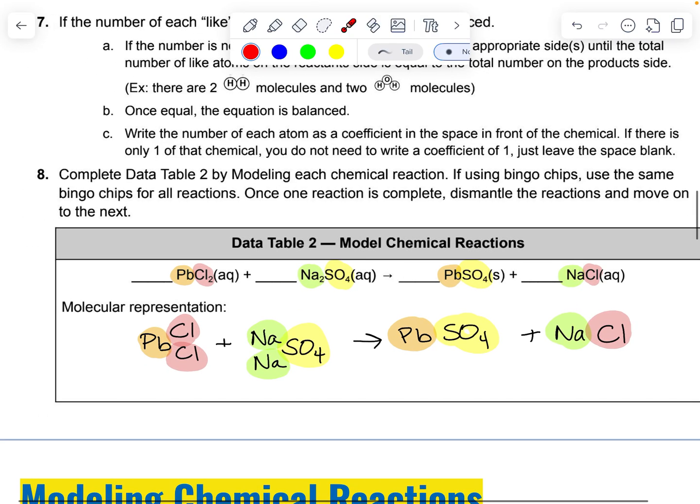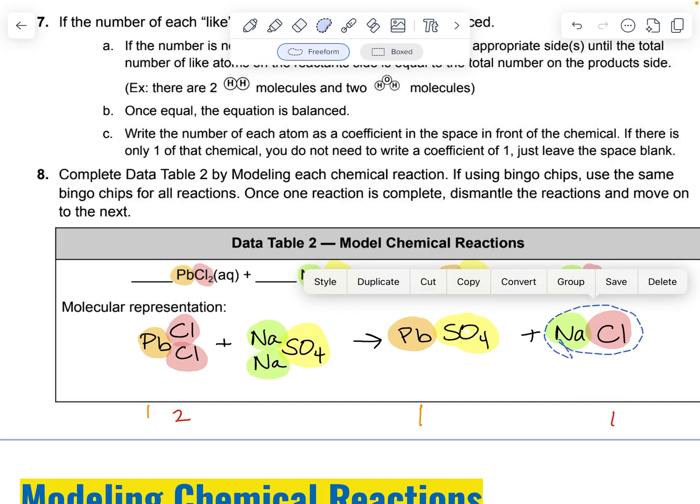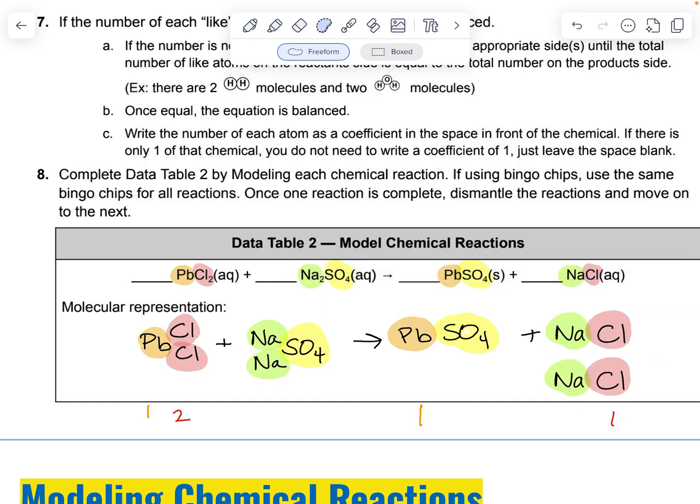I'm going to just start with kind of my first one. So lead, I have 1 lead and I have 1 lead. So those are good. So I'm going to move on. I have 2 chlorines on the left, but only 1 chlorine on the right. So in order to, we can't get rid of any chlorines. I can't get rid of one of these. So in order to get 2 chlorines over here to match, I'm going to need another representative particle. So I'm going to duplicate that. So now I have 2 of those. So I'm going to cross it out. So now I have 2 chlorines.